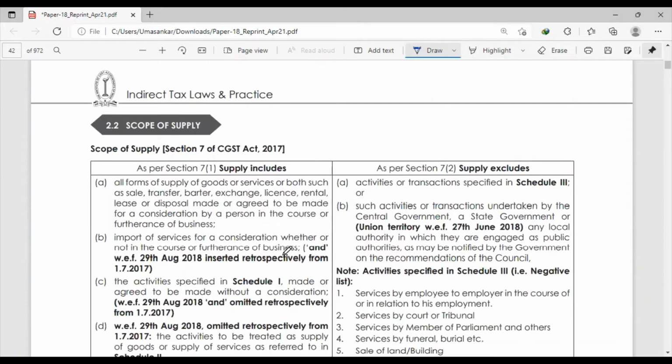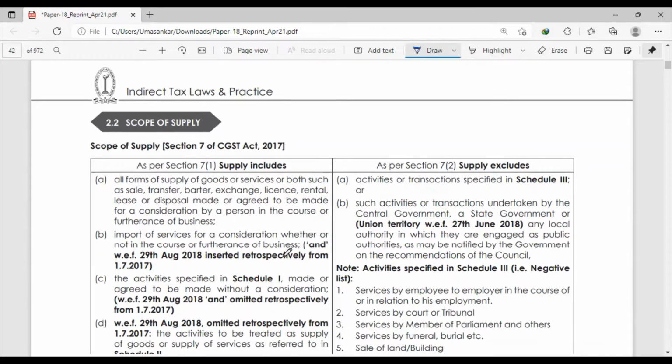Next. Now we'll start. This will be our first section, the supply, scope of supply. What do you mean by supply? We already described it in the similar 6 points. Now we will see section 7. Supply includes and supply excludes. First we'll go through the inclusive definition. Then we will go to the excluding definitions.